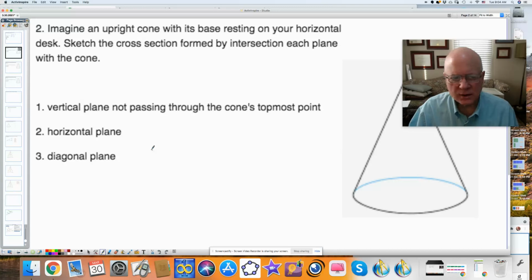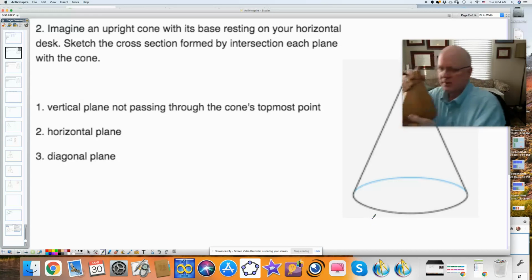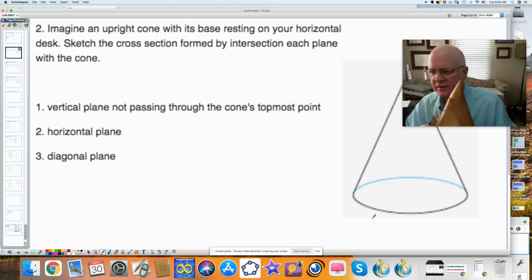Imagine a cone lying on your desk. If you had a vertical plane, not passing through the cone's uppermost point, it would look something like this. Here I have a cone, and if I were to take it and cut it vertically, it would look something like this. It's not exactly a parabola, but it's going to be going straight up and down. It's not a triangle. It's going to have a curved top up here at the top.